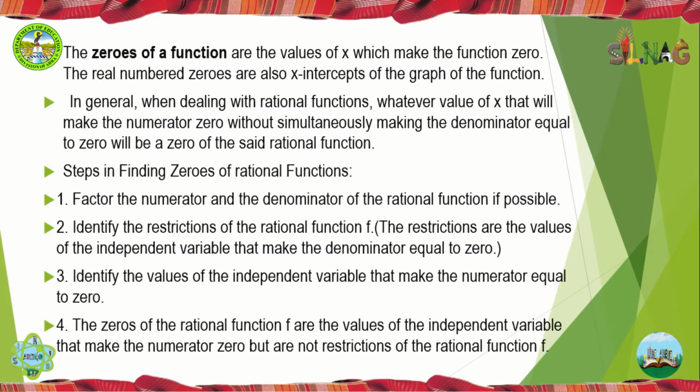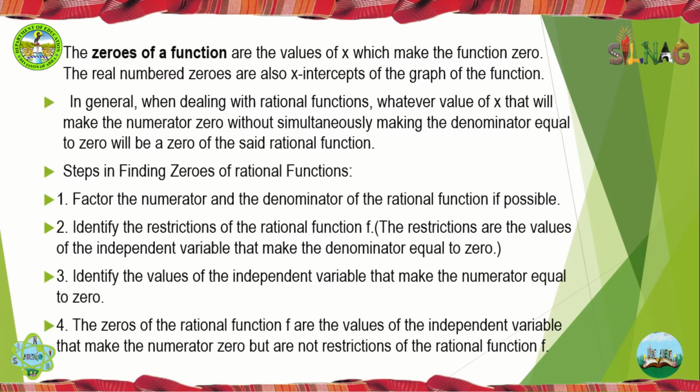The zeros of a function. The zeros of a function are the values of x which make the function 0. The real numbered zeros are also x-intercepts of the graph of the function. In general, when dealing with rational functions, whatever value of x that will make the numerator 0 without simultaneously making the denominator equal to 0 will be a zero of the said rational function.